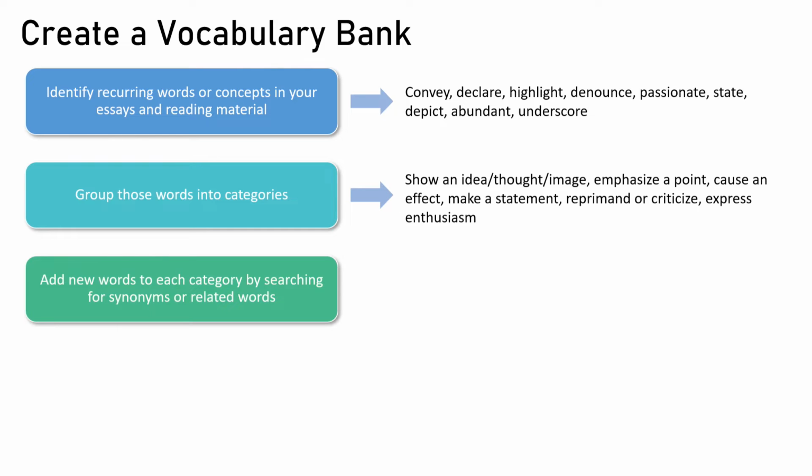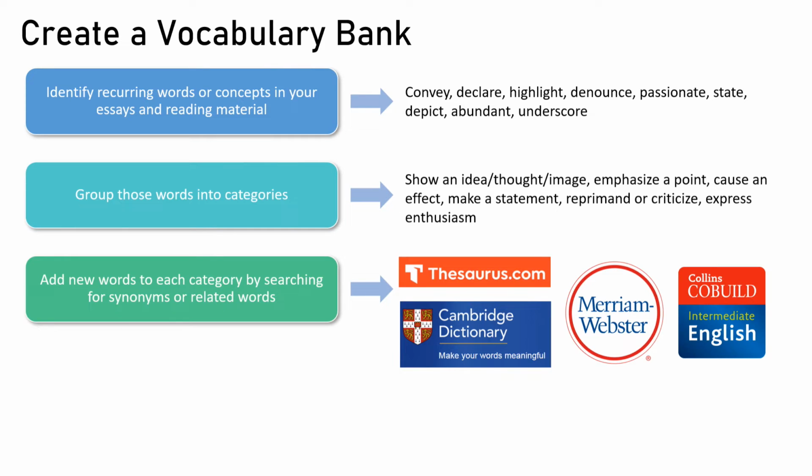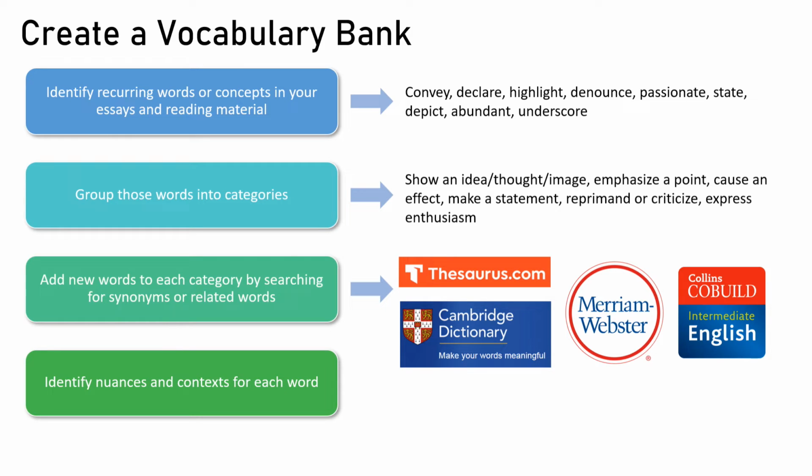I recommend searching up words on thesaurus.com, the Cambridge Dictionary, the Merriam-Webster Dictionary, and the Collins-Cobuild Dictionary. What makes the Cobuild Dictionary unique is that every definition is a full sentence that explains how the word is meant to be used in a context. Most dictionary definitions are just a phrase, so this is definitely a great resource. Lastly, you will want to identify nuances and correct context for each word, which I will explain soon.